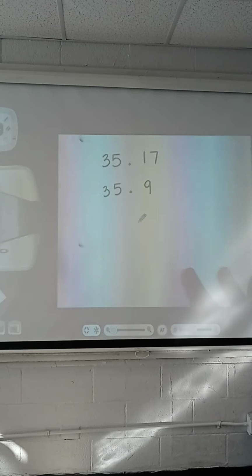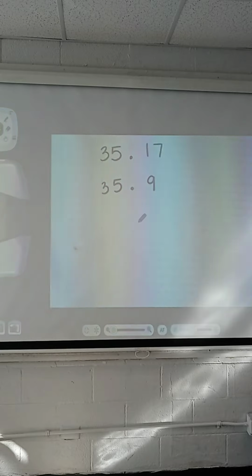So the first thing we're gonna do is compare these numbers to see which one is larger. Who has an idea of which number is bigger, the 35 and 17 hundredths or the 35 and 9 tenths? We're not saying point. How do we say it? 35 and 9 what? Tenths. Okay, you think that's the larger number? Yes, ma'am.